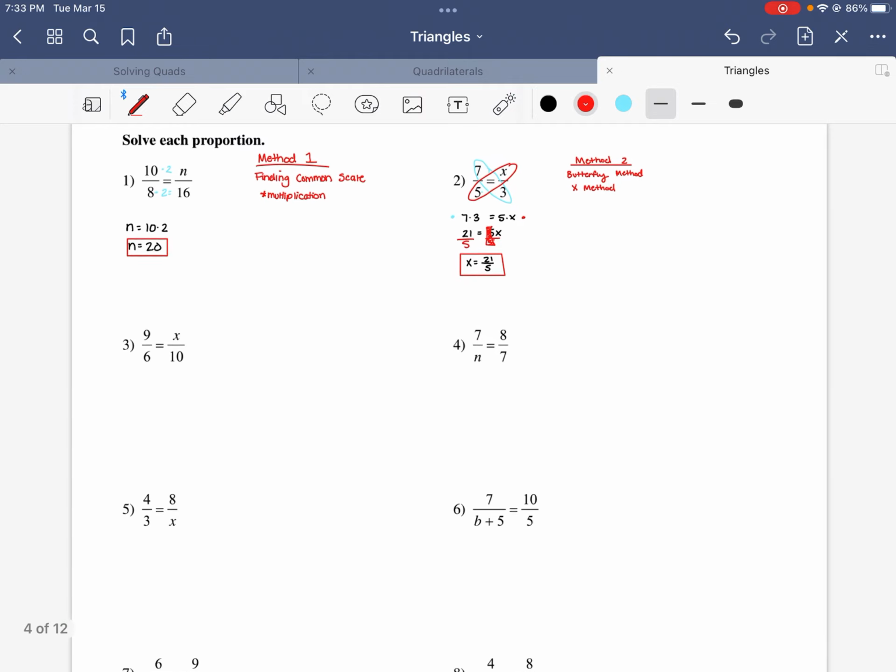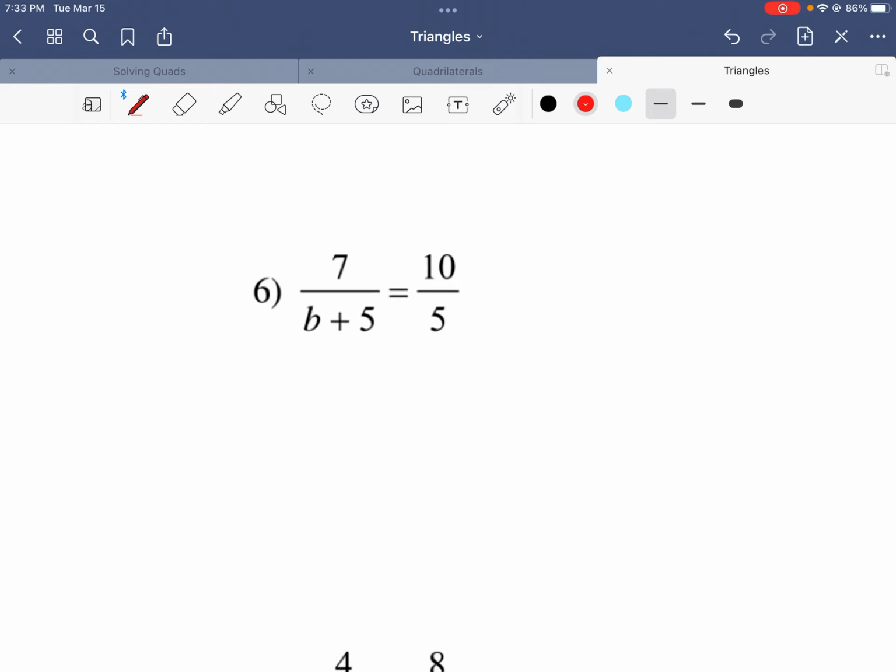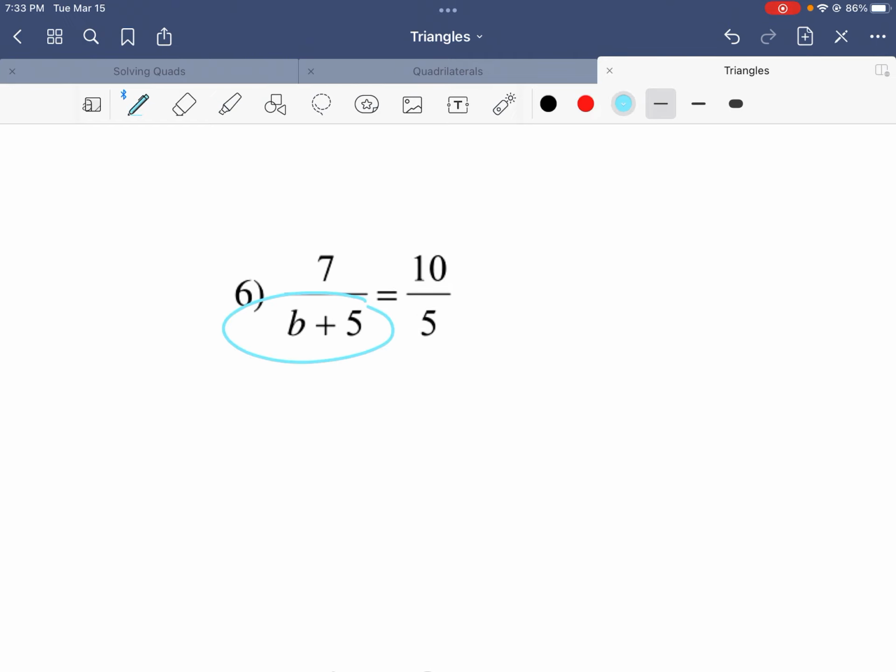Let's go ahead and do another one that's a little bit more tough, because this should be review. So I'm going to do number 6. As you can see, number 6 has a whole expression in one of the denominators. So hopefully this should hint at us that we're going to be using the second method, because I don't know how the heck I'm going to get from 5 to b plus 5 without using some kind of scale factor, okay? So I'm going to use the second method, which is the butterfly.